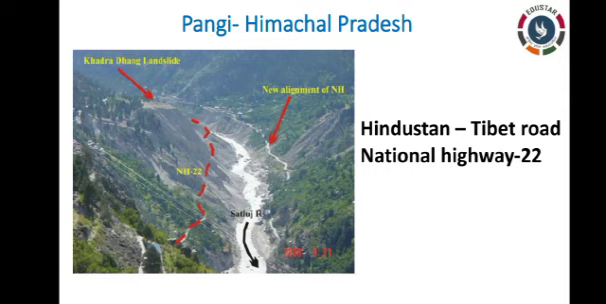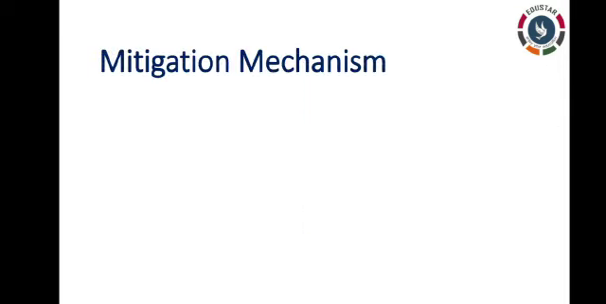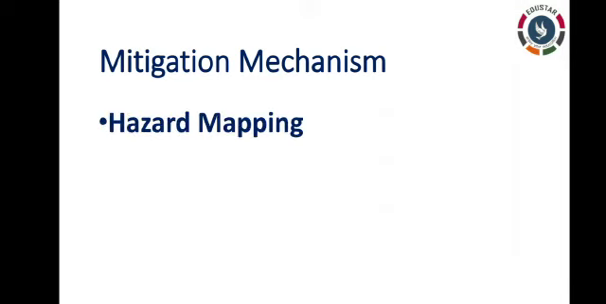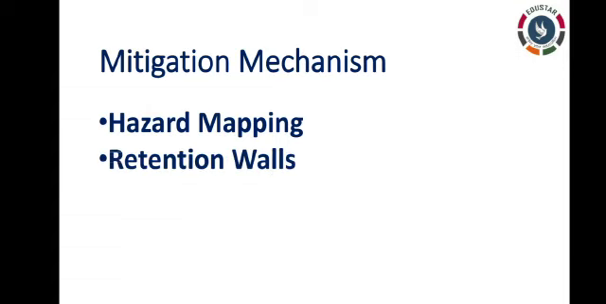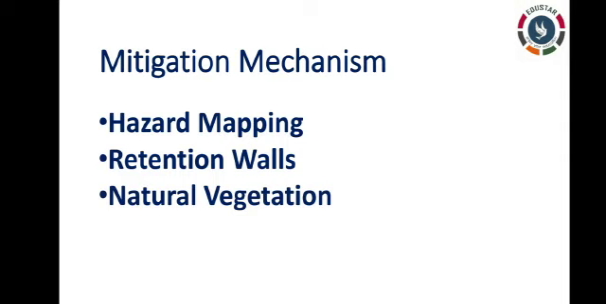Let's see mitigation measures for landslides. It is too important to know. First is hazard mapping, that is to locate areas prone to landslides, in which areas the landslide may occur often. So by remote sensing and GIS, that is geographic information system, we can avoid those areas for building settlements. And then constructing a retention wall, that is to prevent land from slipping. And increasing the natural vegetation arrests the landslide.